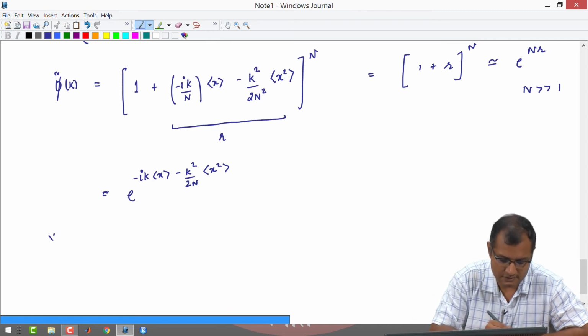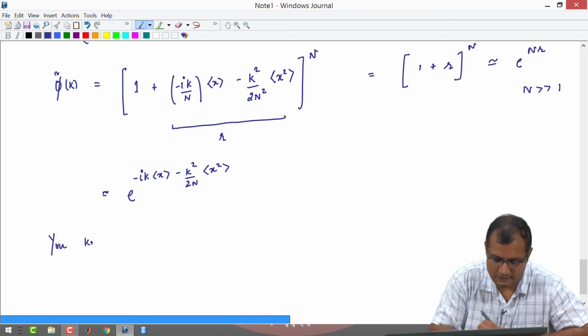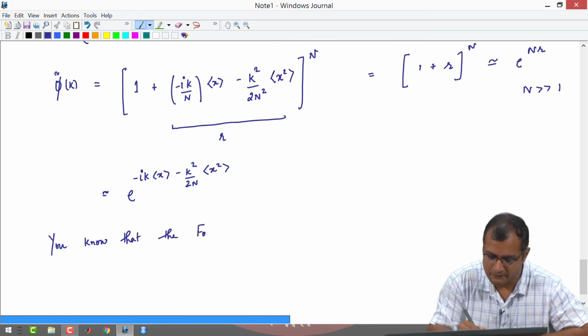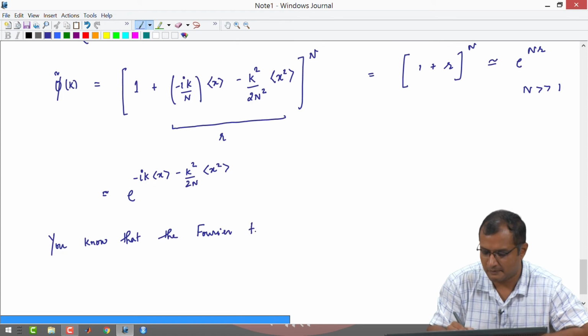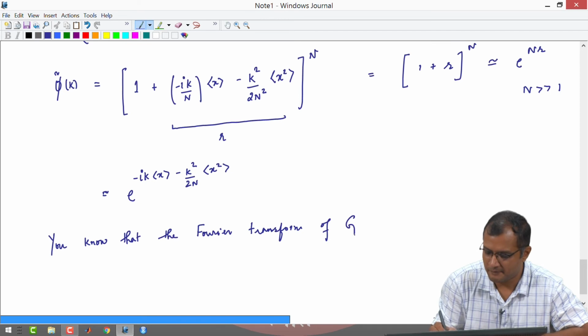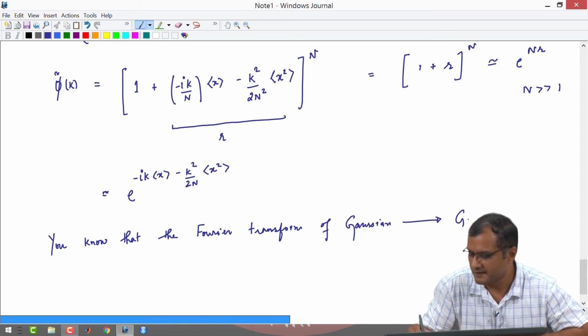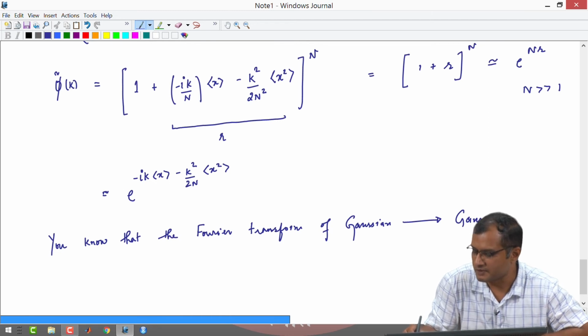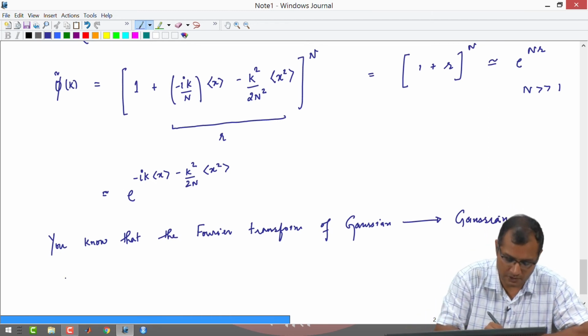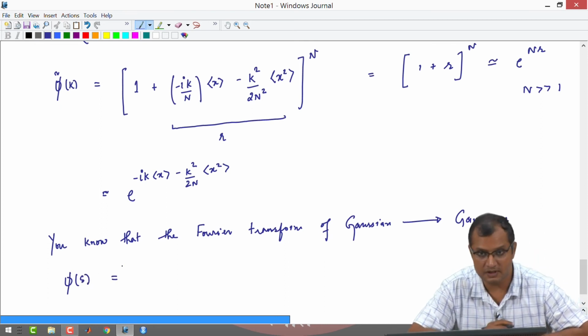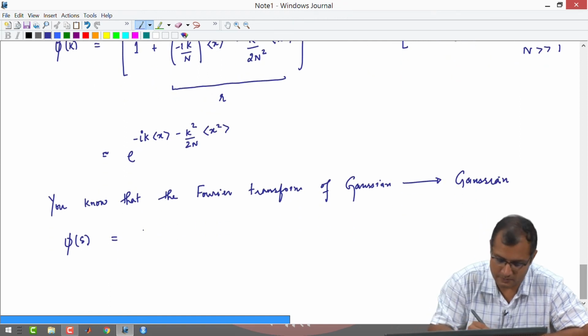You know that the Fourier transform of a Gaussian is also a Gaussian. So, in some sense our theorem is already proved. If I want to compute the PDF phi of s, this will also be a Gaussian distribution. So, my theorem stands proved as is.